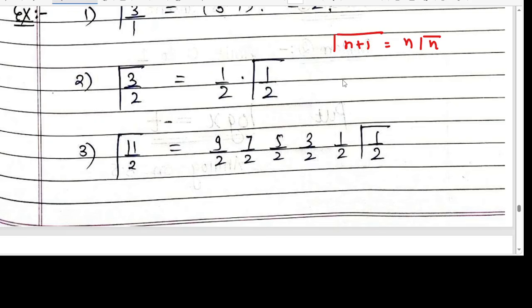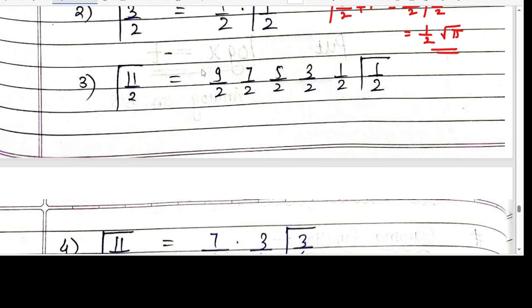Suppose 3 by 2, for 3 by 2 we can write 1 by 2 plus 1. Value of n is here 1 by 2, so 1 by 2 into gamma 1 by 2. And we know that gamma of 1 by 2 is root pi. Suppose 11 by 2 is there, you can start by reducing 2 from the numerator: 9 by 2, 7 by 2, 5 by 2, 3 by 2, 1 by 2, and it will end with gamma of 1 by 2, right?